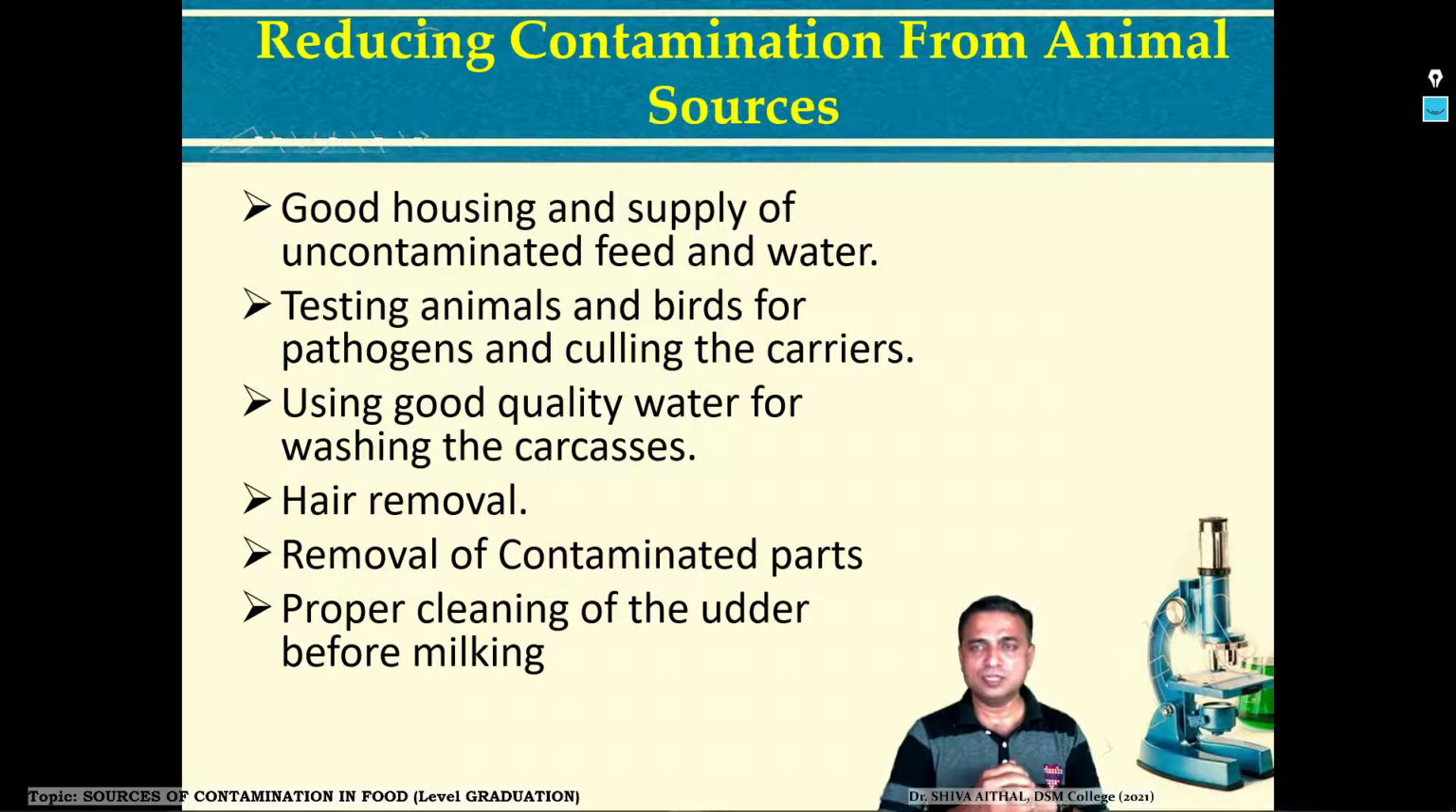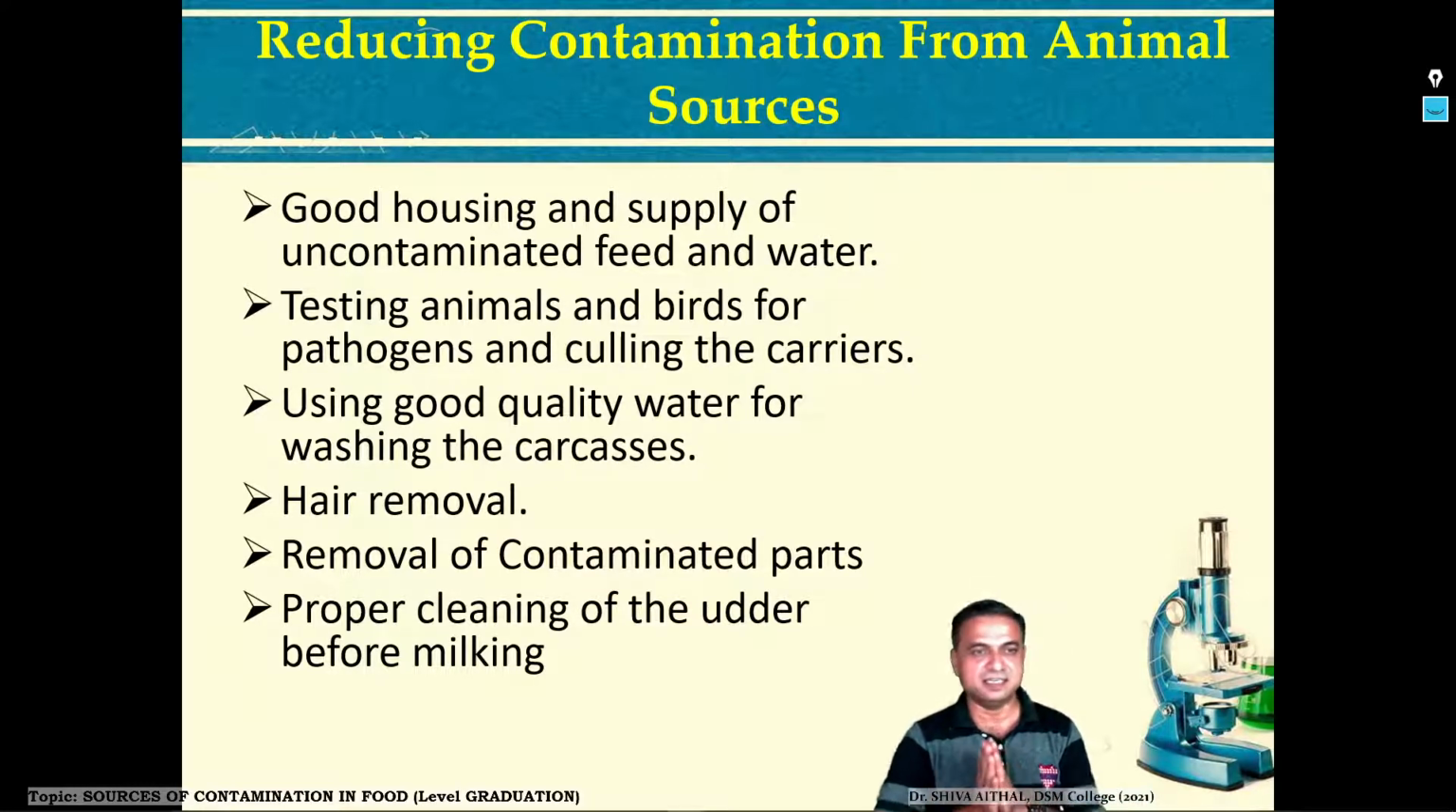How to reduce the contamination from animal sources? There are good practicing techniques, good housing and supply of uncontaminated feed and water. If you give good food and good water to the animals which you are cultivating for food processing, like chickens, poultry, or the sheep, then they have to be provided with a healthy diet, healthy food and good water. Testing of these animals and birds for pathogens and culling carriers, that is during their slaughtering, the amount of pathogen risk goes on increasing if they are already contaminated, so they should be properly checked and tested.